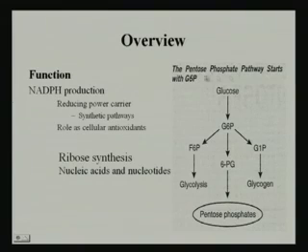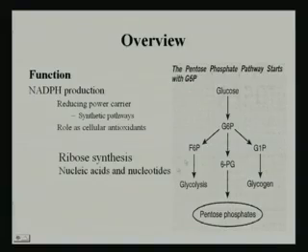If we see the pentose phosphate pathway, it starts with glucose, and when glucose is converted to glucose 6-phosphate, this glucose 6-phosphate may get diverted to different pathways. That means, in a cell, different activities are going on simultaneously, and this glucose 6-phosphate may get converted to fructose 6-phosphate, and it can enter the glycolytic process. When glucose 6-phosphate is converted to glucose 1-phosphate, it enters the synthesis of glycogen from glucose.